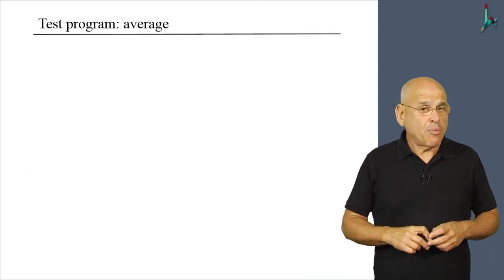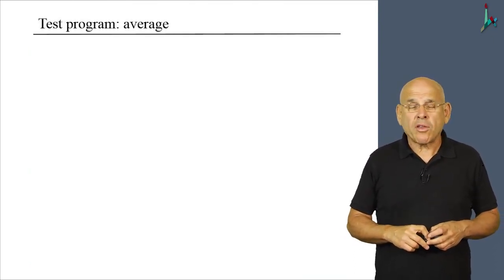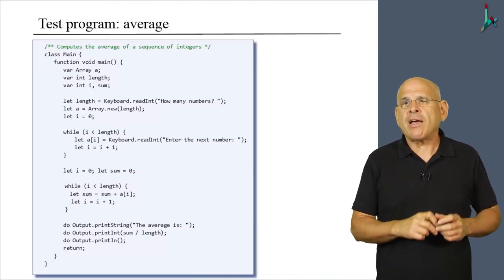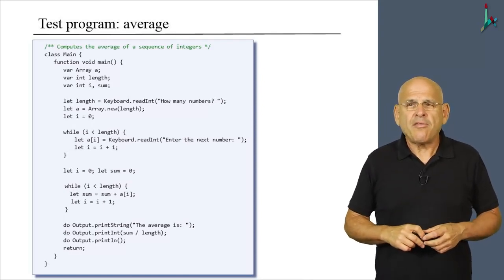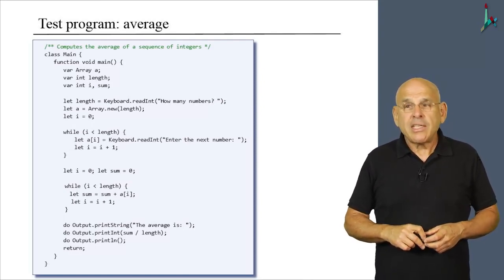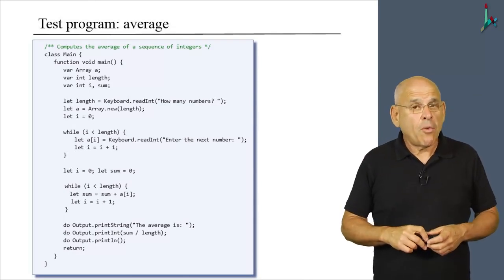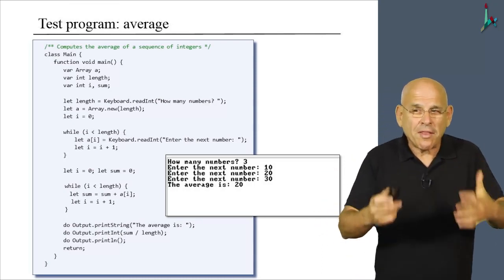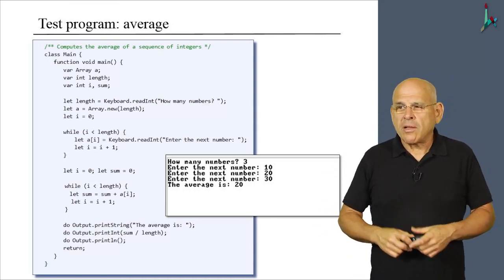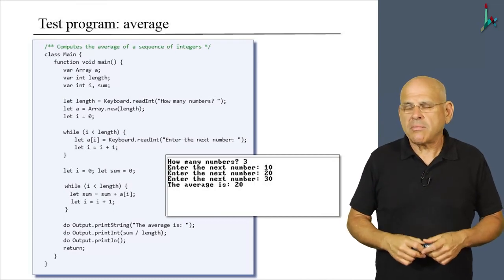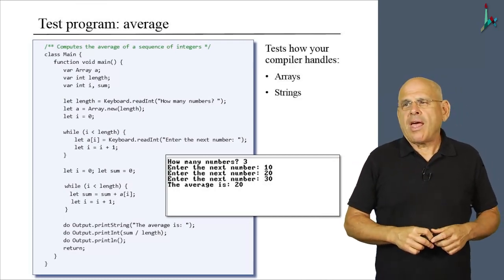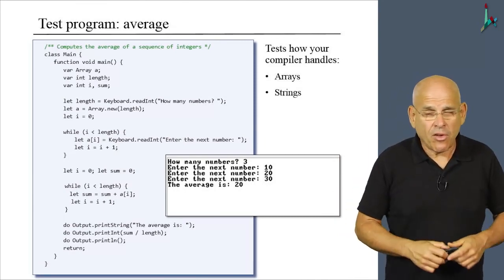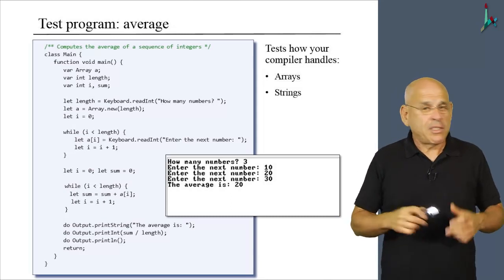The next test program that we're going to look at is called Average. And here is the code of this program. It's a single class file with a single function in it. And as you see, this program uses arrays. When you run this program, you will get some values which seem to be correct. And this program is designed to test the ability of your compiler to handle arrays and strings.